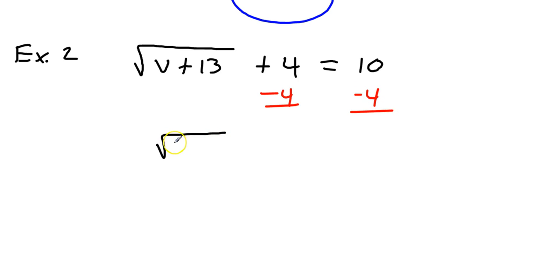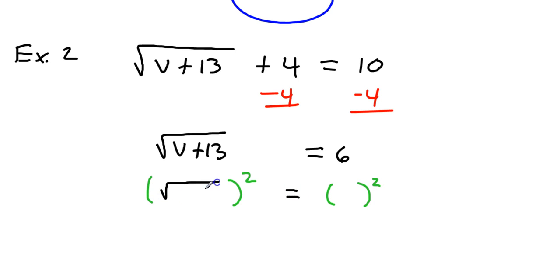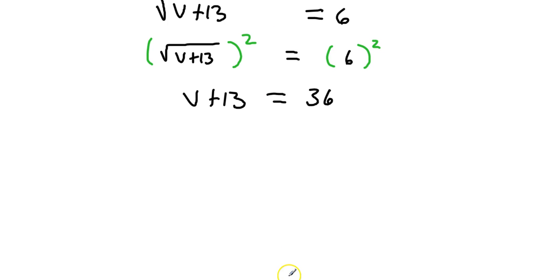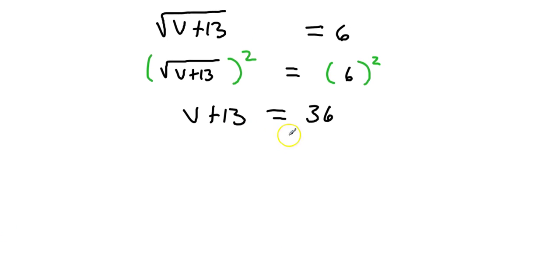So then you've got square root of v plus 13 equals 6. And once you've got the square root by itself again, just square both sides. So then you get the v plus 13 by itself. When you do 6 squared, that is 36. And again, from there, when you subtract the 13, then you get v is equal to 23.